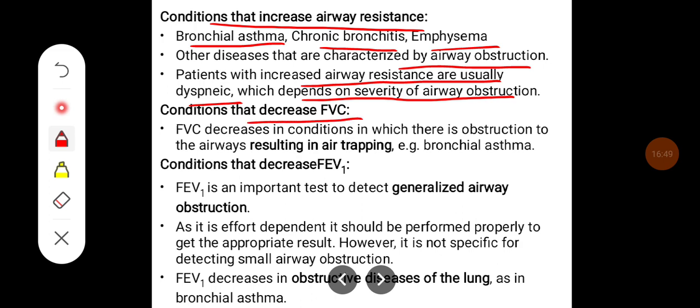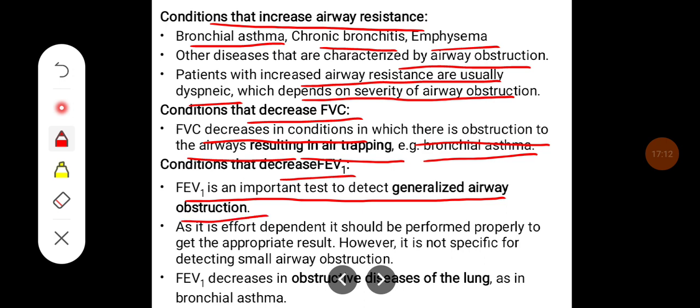So the conditions that decrease forced vital capacity: the FVC is reduced in conditions in which there is obstruction to the airway resulting in air trapping, like in case of bronchial asthma. And conditions that decrease the FEV1. FEV1 is an important test to detect generalized airway obstruction. As it is effort dependent, it should be performed properly to get the appropriate results. However, it is not specific for detecting small airway obstruction. FEV1 is reduced in obstructive lung disease, as in bronchial asthma.